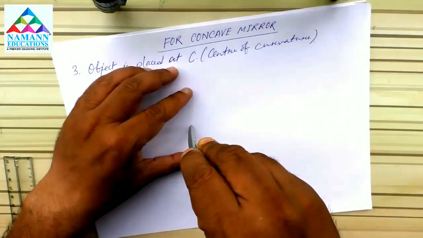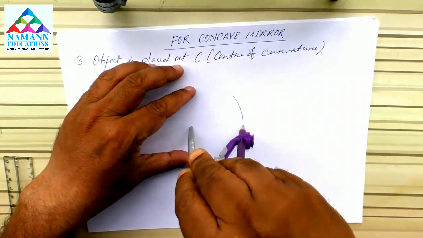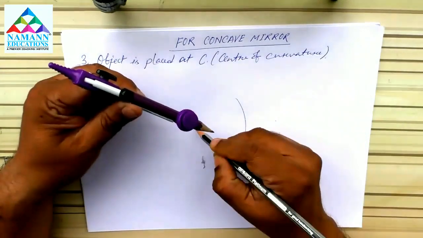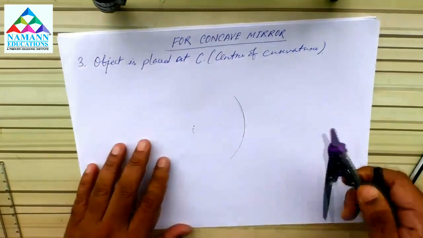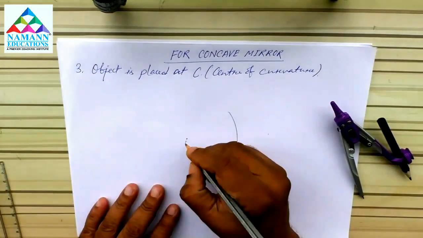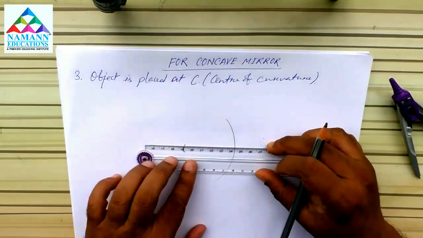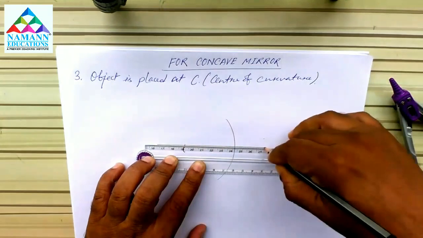This is the mirror, concave mirror, and this point we can mark. This is center of curvature. Measurement is important here. And this principal axis, and this is pole.